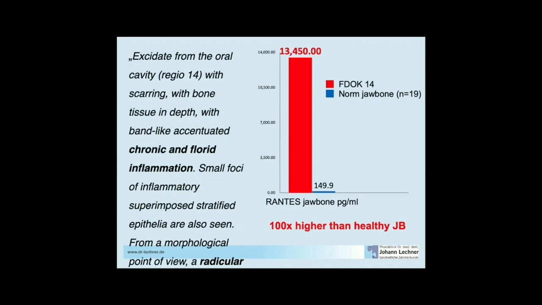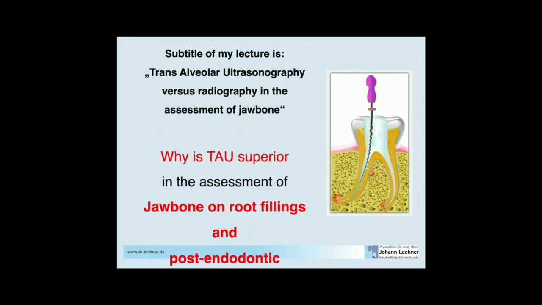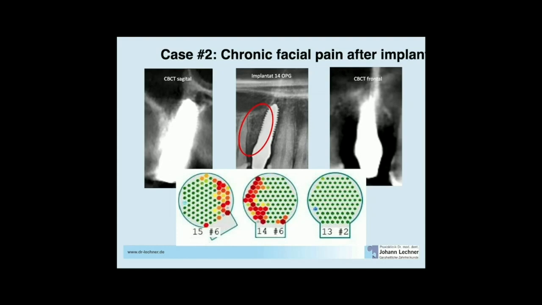But in this case, the RANTES is overwhelming. The RANTES shows 13,450 picograms per milliliter. This is about 100-fold higher than normal. And so this implant is probably not only creating local facial pain, it's probably also creating, I remind you of the literature research, tumors, rheumatic diseases, autoimmune diseases, and so on.